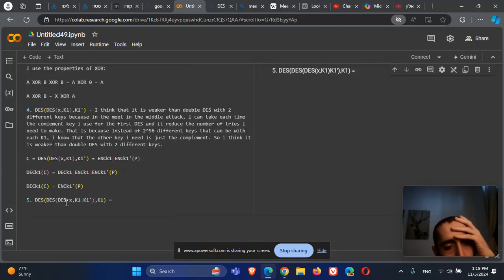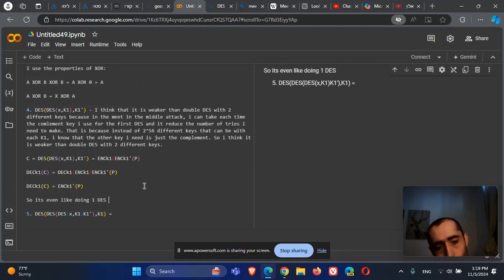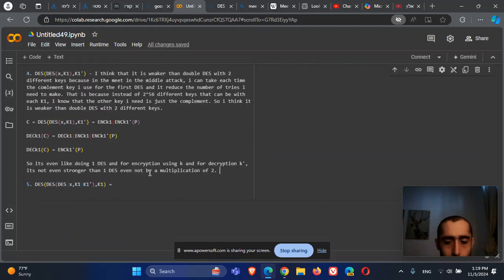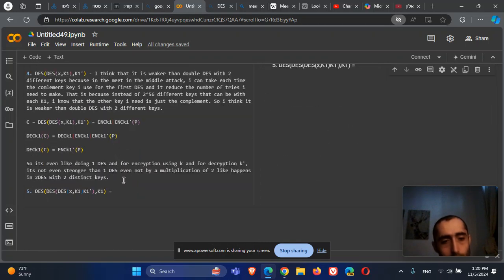Let's try to do it. And here the idea is that I can take for decryption and encryption the same key just in complement. So it's even like doing encryption using K and for decryption K tag, is not even stronger. Okay, so this is, I think, an explanation why it's not better.